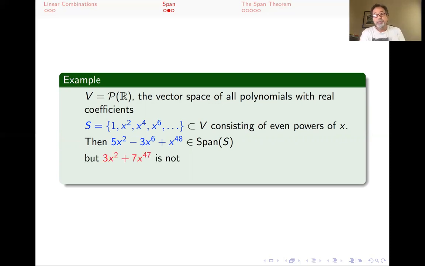Something like 3x squared plus 7x to the 47th is not, because x to the 47th is not there, and so you don't have those things to create 3x squared plus 7x to the 47th. But more importantly, x squared plus x to the 4th plus x to the 6th plus going forever, the power series, is also not in the span. That's a legitimate thing to study, but it's not a part of linear algebra and studying the span of S. Because if you find the span of S, you have to pick a finite number of elements of S.